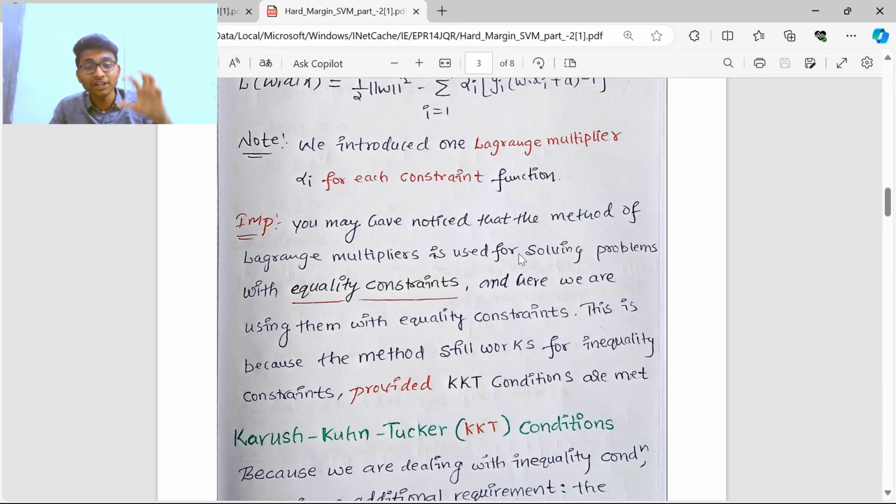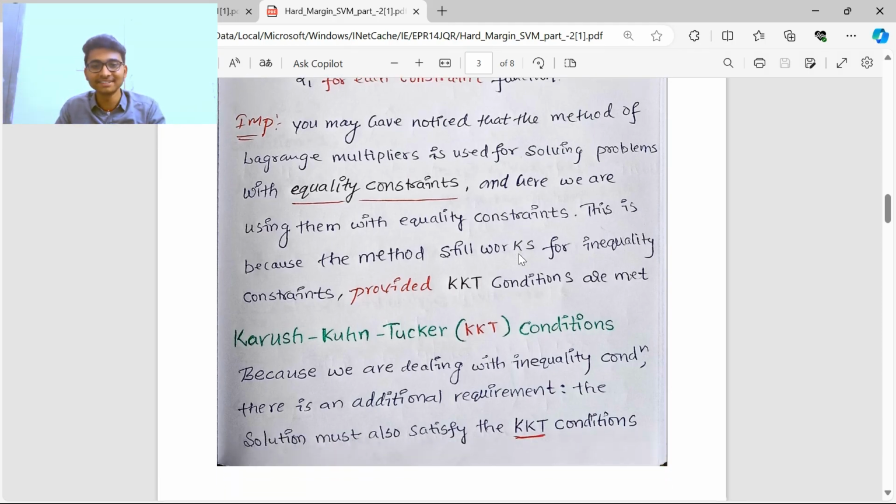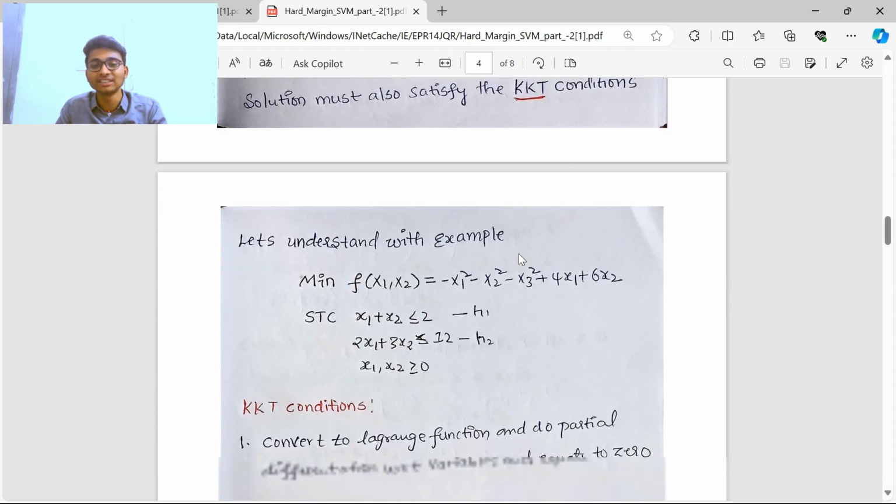KKT, Karush-Kuhn-Tucker, says, hey Lagrangian, the values on solving your problem will not be optimal, since you are using the inequality constraint. So if the values that you get of w and b satisfy my conditions, definitely those are optimal. This is what KKT says to Lagrangian. Okay, now let's see what the KKT conditions are with an example.